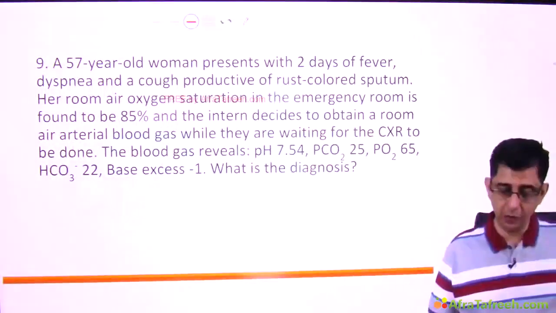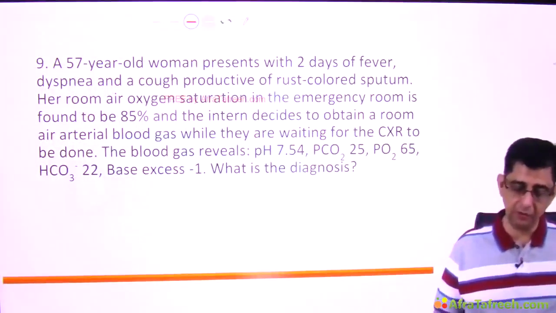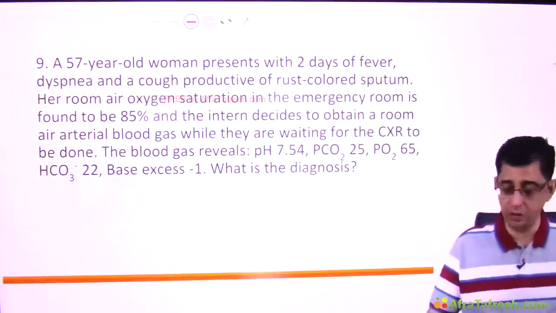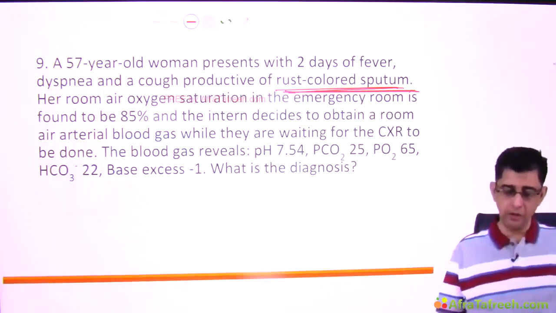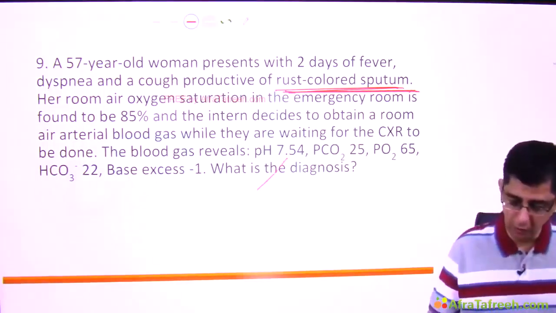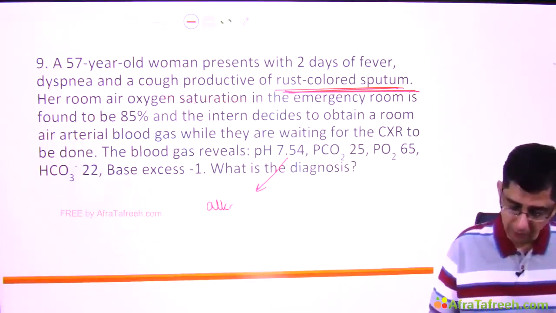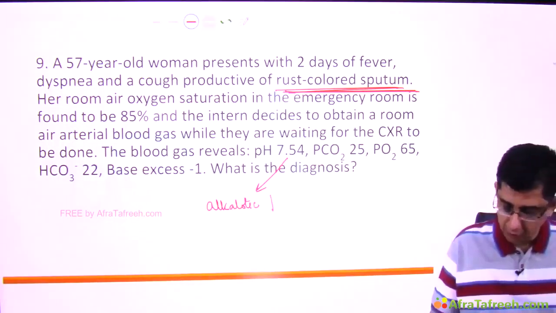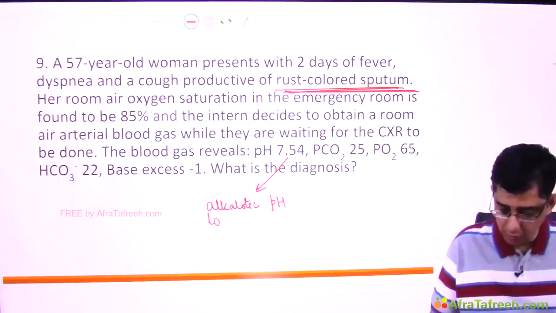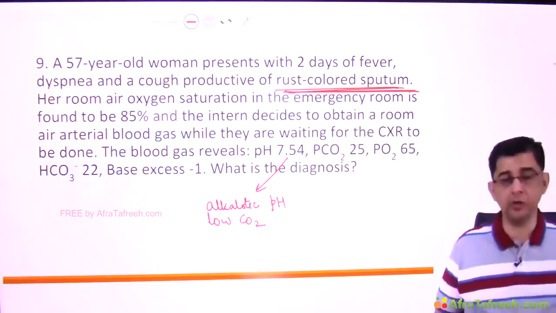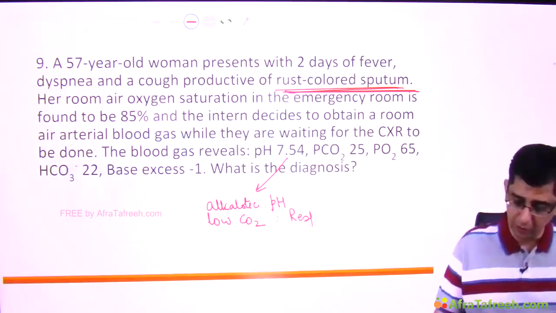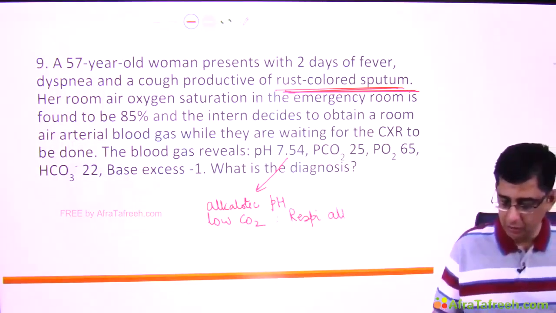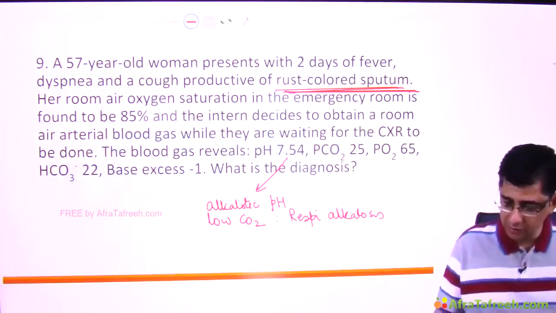Let's try another one. A 57-year-old woman presents with 2 days of fever, dyspnea, and cough which is productive of rust-colored sputum. So we are probably talking about a pneumococcal pneumonia. The intern decides to do an ABG of the patient. You have an alkalotic pH, and with it you also notice a low CO2. That immediately tells you that the patient could be hyperventilating, contributing to carbon dioxide loss, and therefore the patient has respiratory alkalosis.